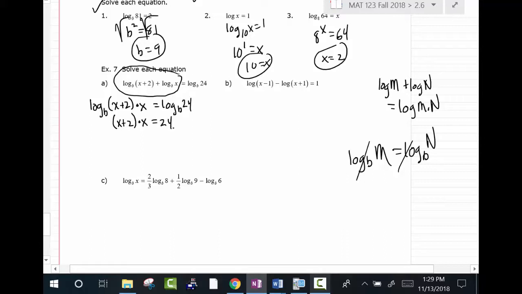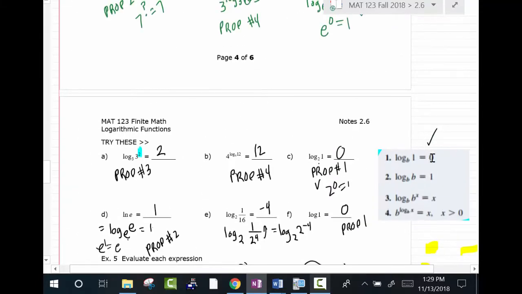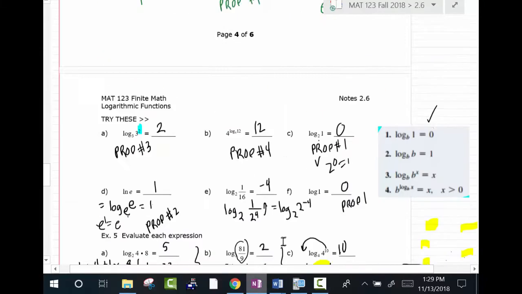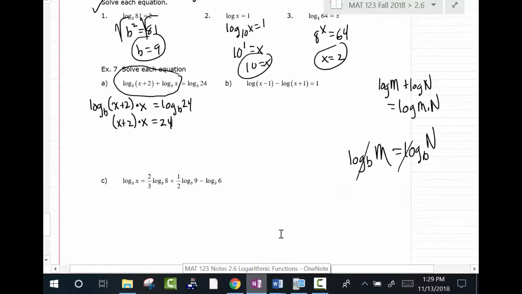Okay, on the properties I had on a previous page, and let me run back to this just for a second, then I'll come right back. If you look at this property number 8 up here, that's what that's saying. If you have a log of m equals a log of n, just take the logs off. Okay, that's what that property essentially is saying. All right, now we're going to solve this equation.